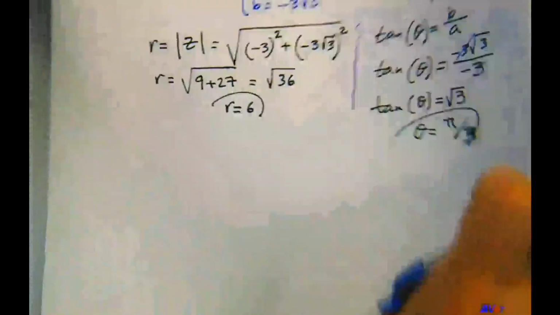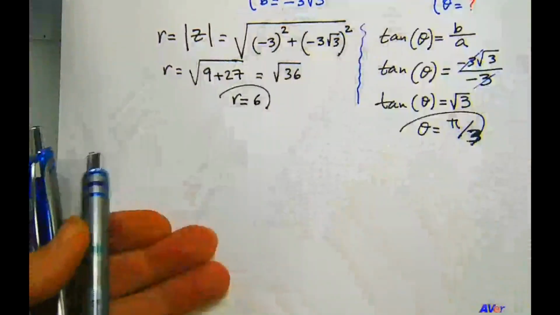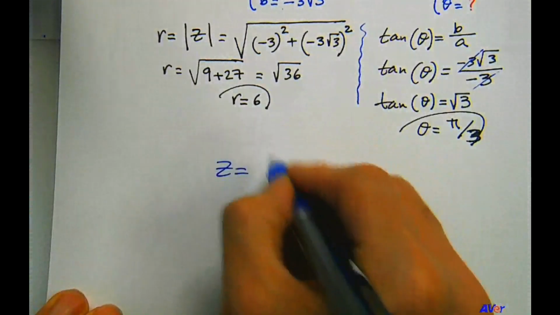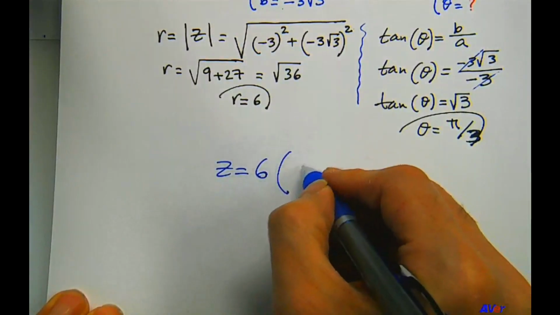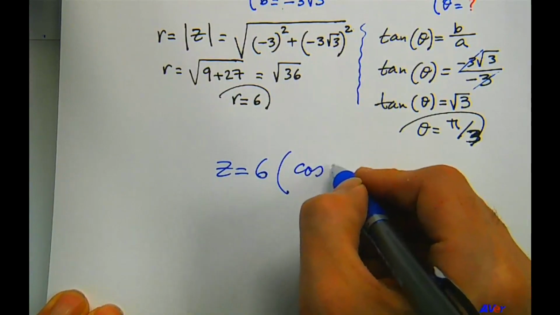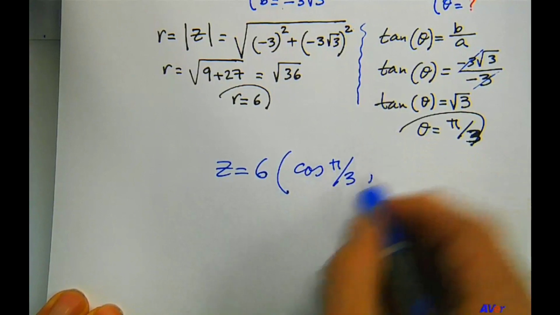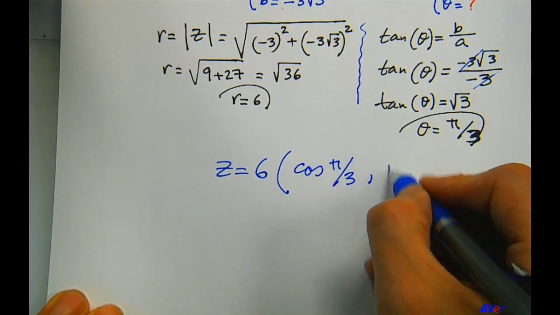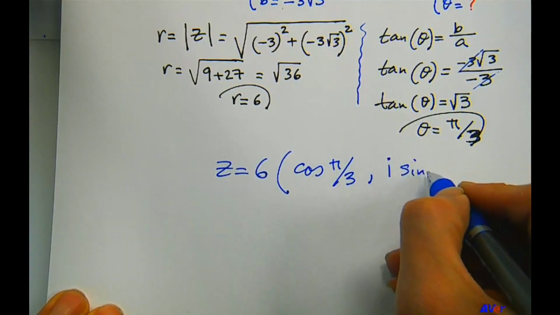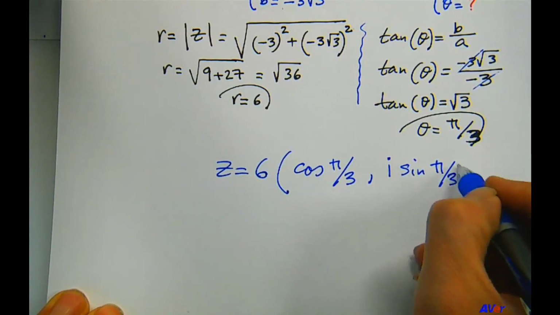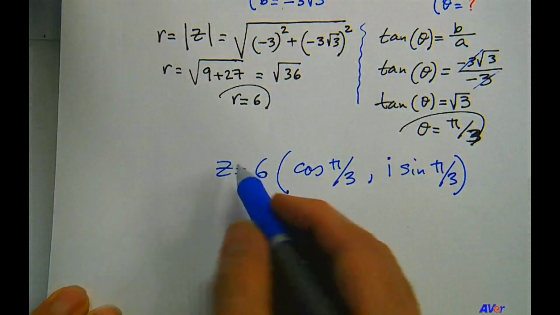So we have z equals 6 times cosine of pi over 3, plus i sine of pi over 3, like that. Okay.